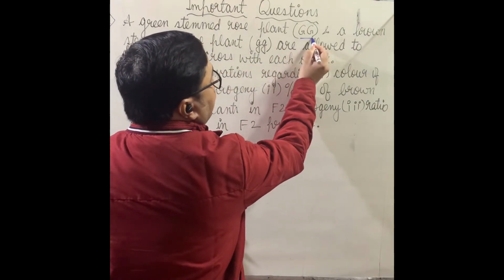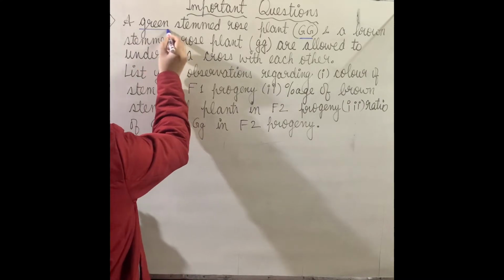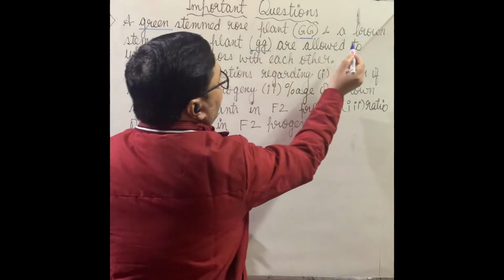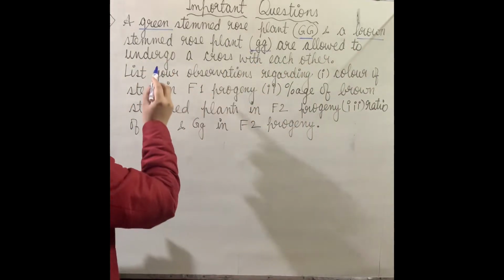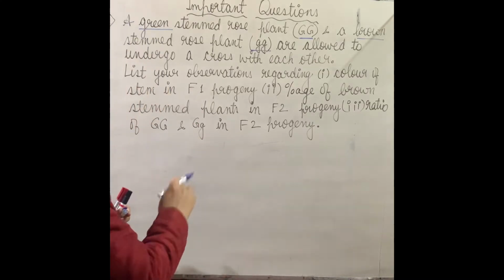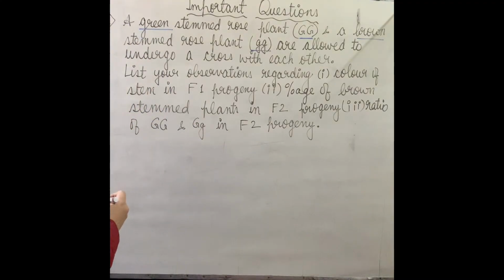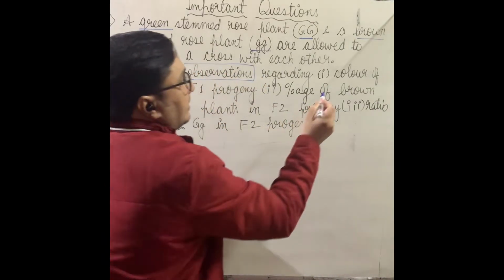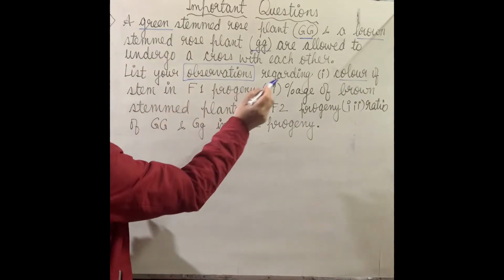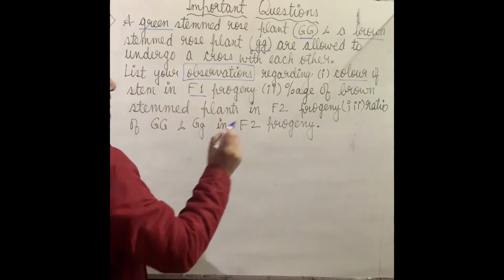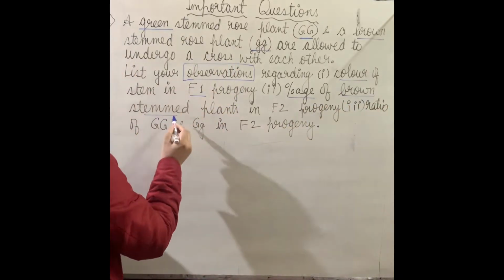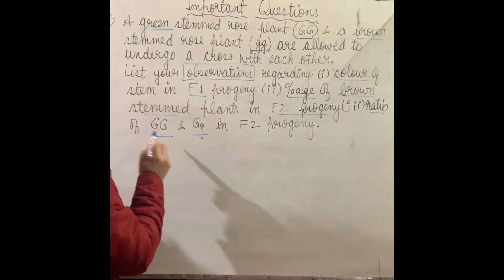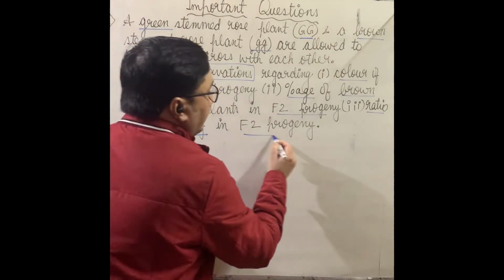The genotype is mentioned. A green stemmed rose plant, with the genotype given, and a brown stemmed rose plant, again with the genotype given, both small g, are allowed to undergo a cross with each other. List your observations regarding the color of the stem in F1 progeny, the percentage of brown stemmed plants in F2 progeny, and the ratio of capital G capital G and capital G small g in F2 progeny.